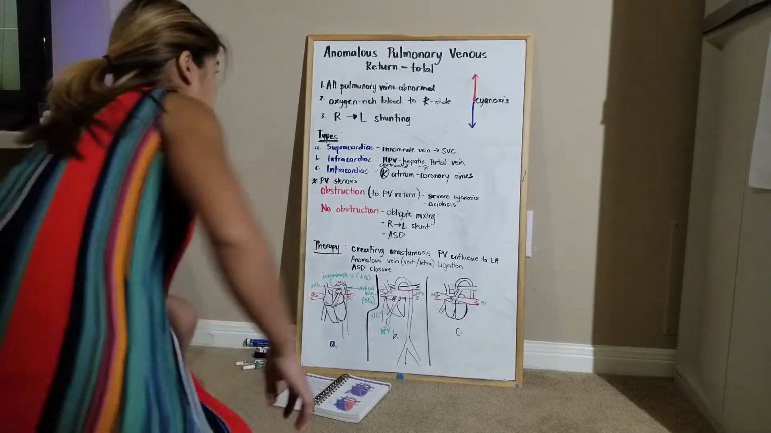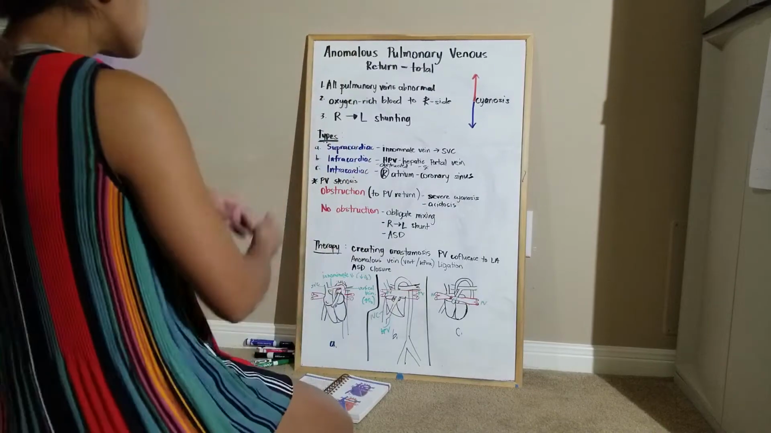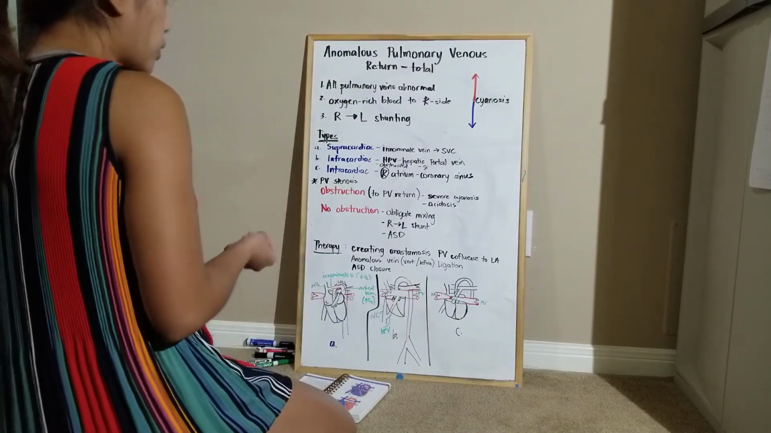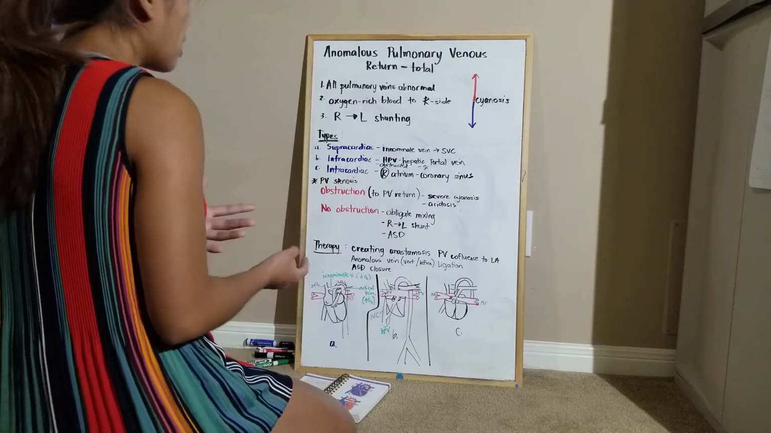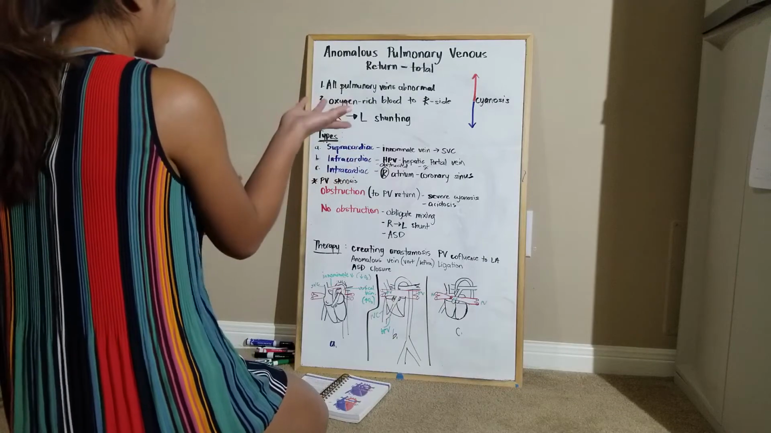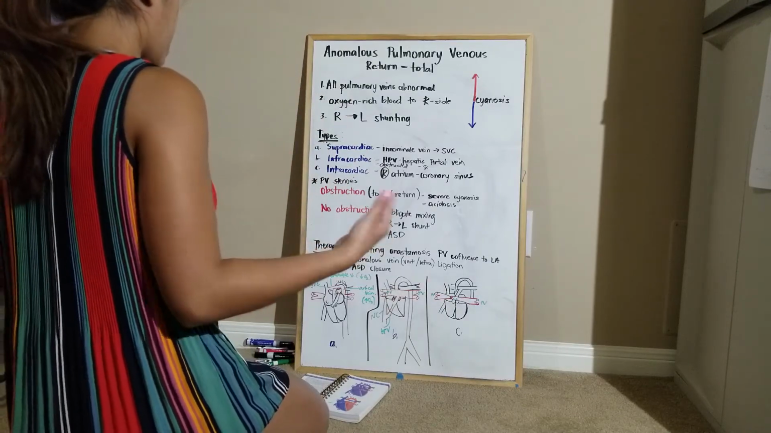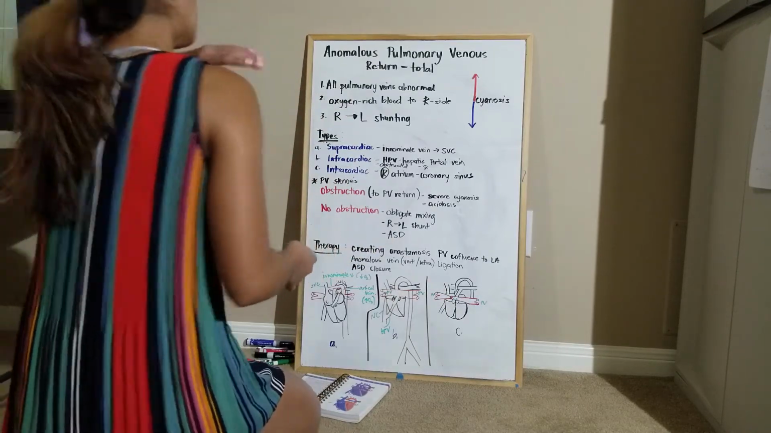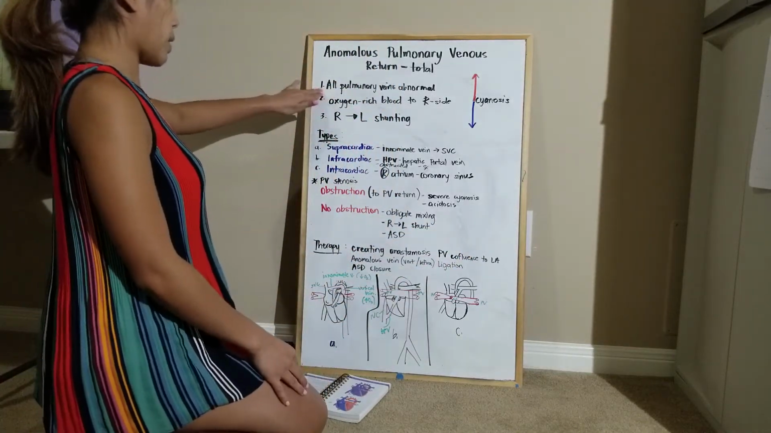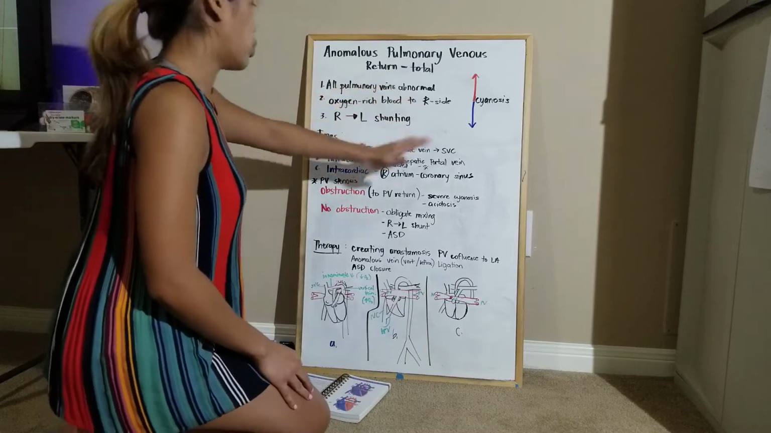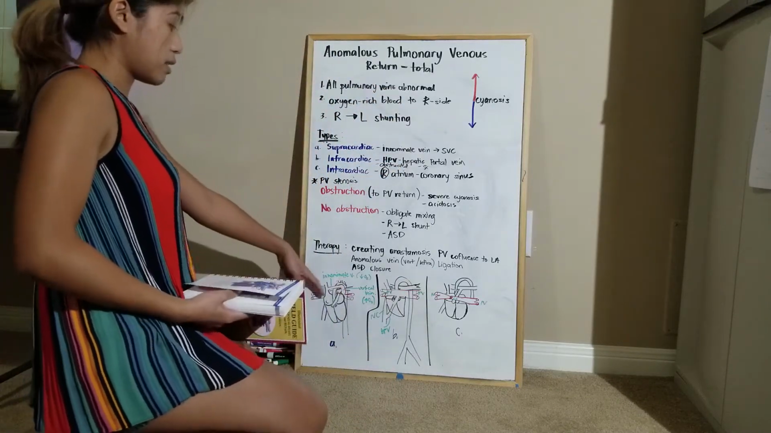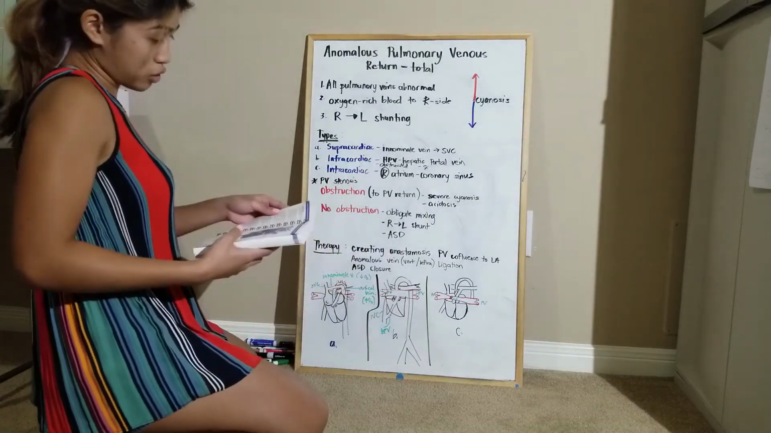Alright, so for today, I'll be studying anomalous pulmonary venous return, but this time it's going to be the total instead of the partial. So in the last video, I talked about anomalous pulmonary venous return, but partial. For this one, it's total. So for total, the difference is all of the pulmonary veins, the right and the left, are abnormal. They all drain to the right side of the heart instead of the left side where it should be.